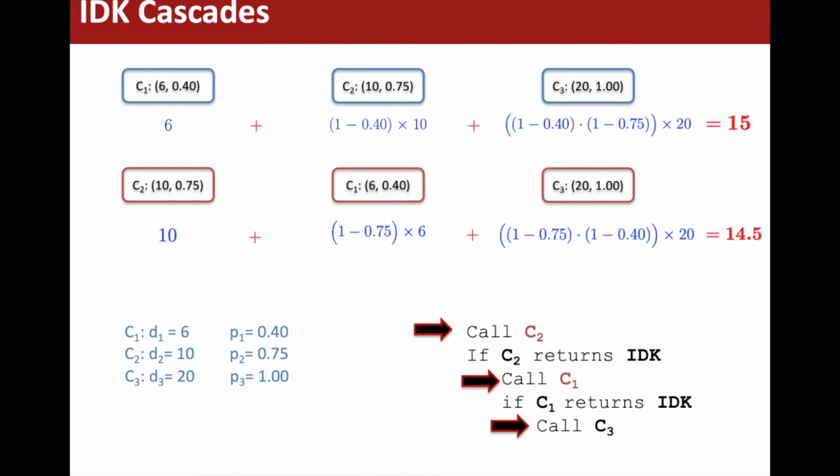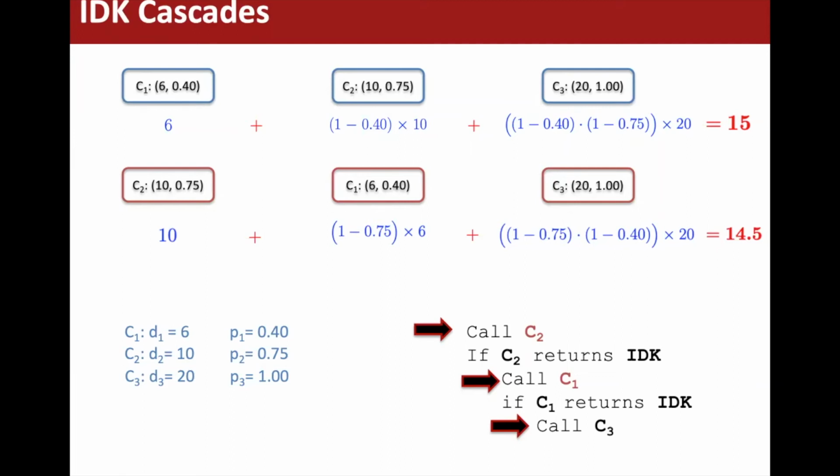This cascade is therefore superior to the one we had seen earlier and serves as a counterexample to the conjecture that the right thing to do is to arrange the classifiers in the cascade in order of increasing success probabilities and execution duration.